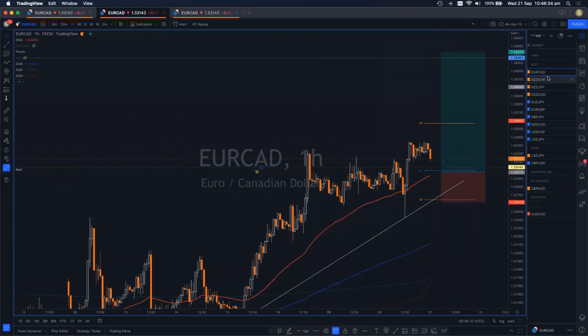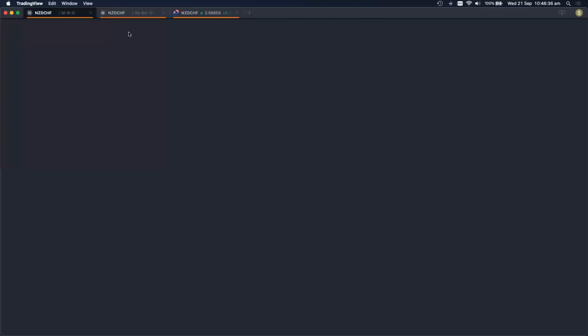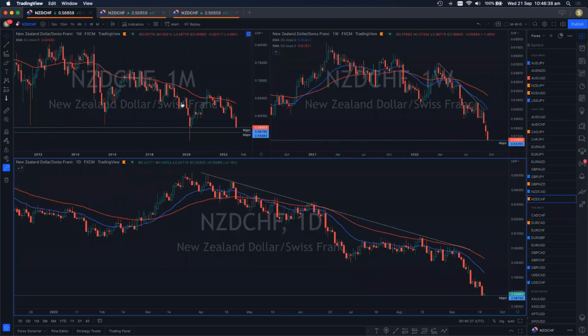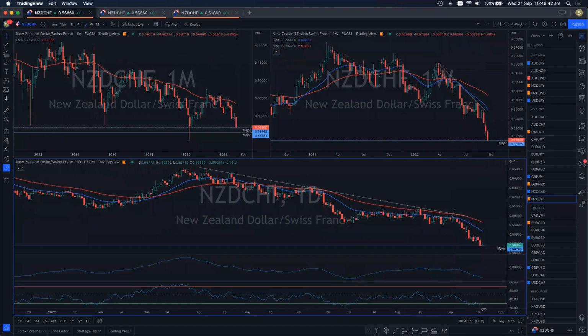Next one is Kiwi Swiss. Kiwi Swiss, there's lots of bearish action. We are very oversold here on the RSI. We've got a MACD divergence here from this low, where we've got a higher low on the MACD, but a very much lower low on the price action.